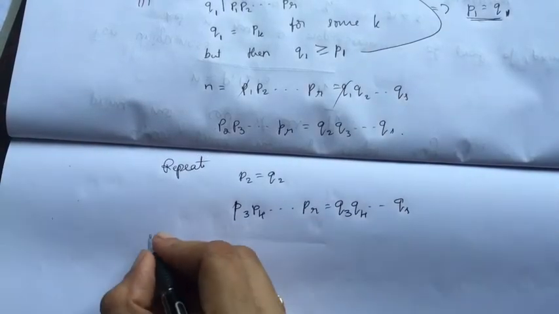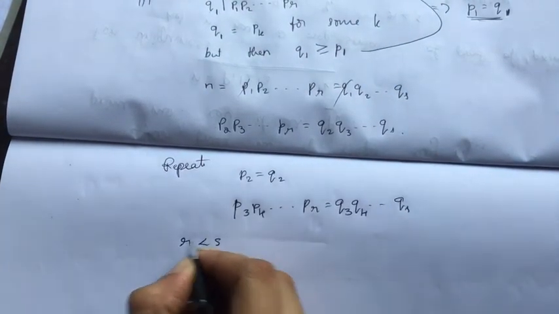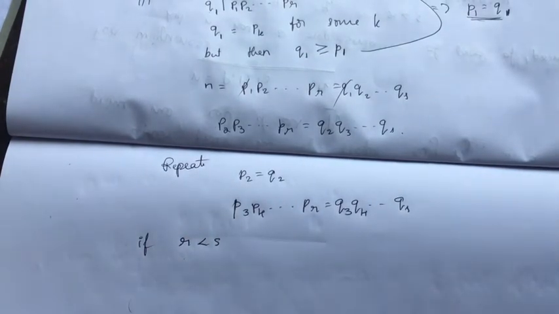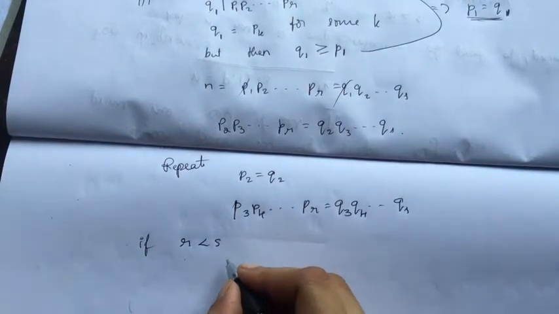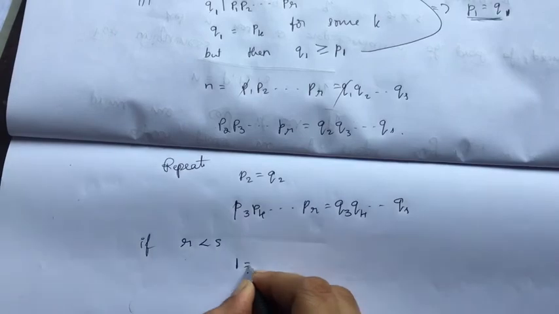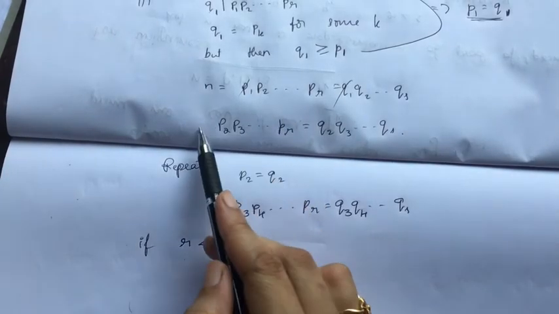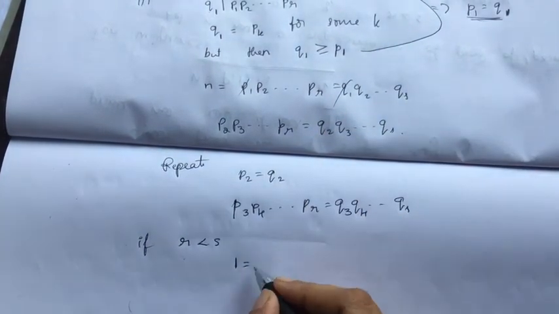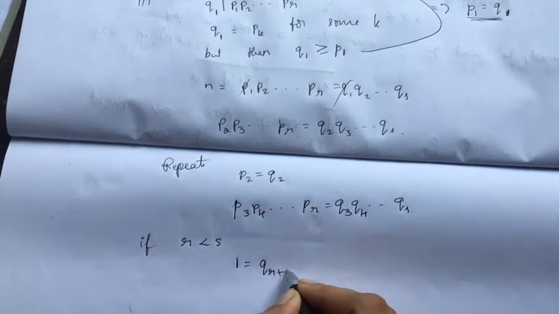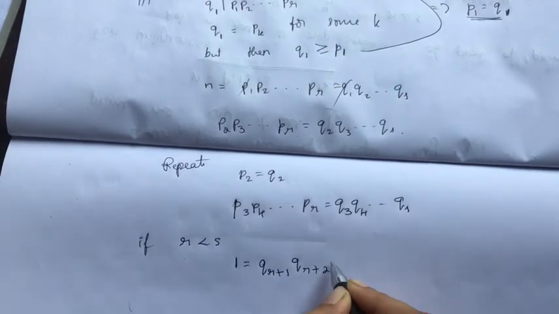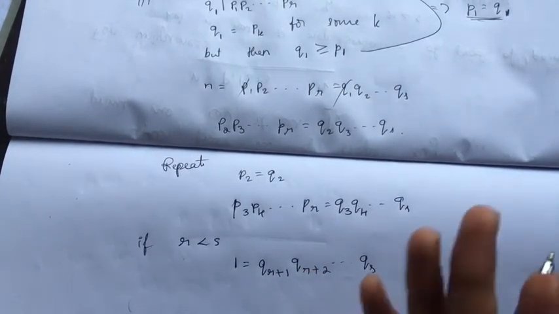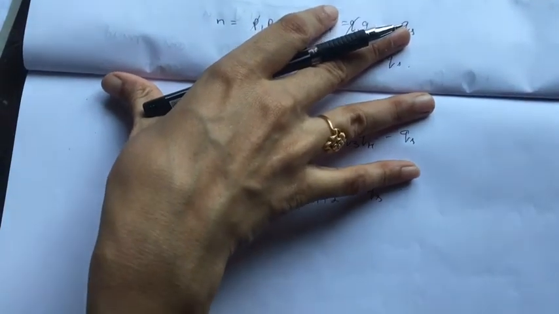Continuing like this, suppose the inequality R is less than S holds. If R is less than S, we would eventually arrive at the situation where this part gives me 1, and here there are a few more terms, say Q(R+1), Q(R+2), ..., Qs. If R is less than S, I am getting this after some number of steps, okay?